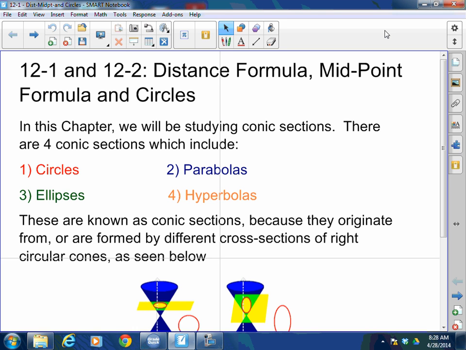Now, in this chapter, like I said, we will be studying conic sections, and there are 4 conic sections, which include circles, which is what we're going to do today. Those are the easiest of them all.